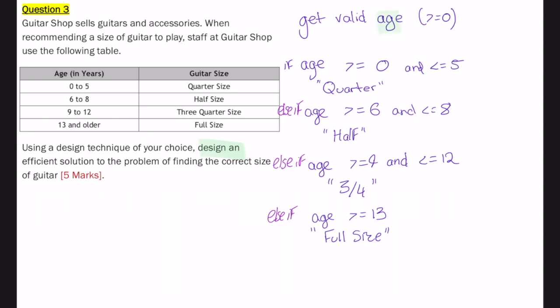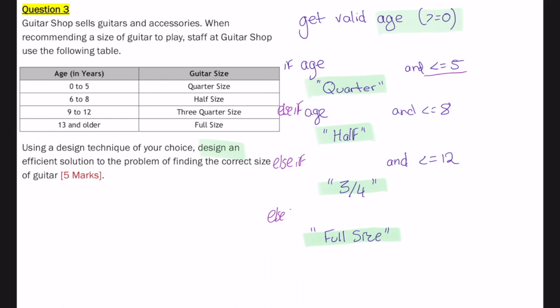We've assumed that the age of the customer is valid, so it is already greater than or equal to 0. So we do not need to check to see if the age is greater than or equal to 0 in our first if statement. In our second if statement, we do not need to check to see if it is greater than or equal to 6. If it were not greater than or equal to 6, the first condition in our if statement would be met. So we can get rid of our first condition here. We can also get rid of our first condition on the second if statement. And lastly, if it is not quarter size, half size, or 3/4, it has to be full size. So we can remove the last if and make it merely else.